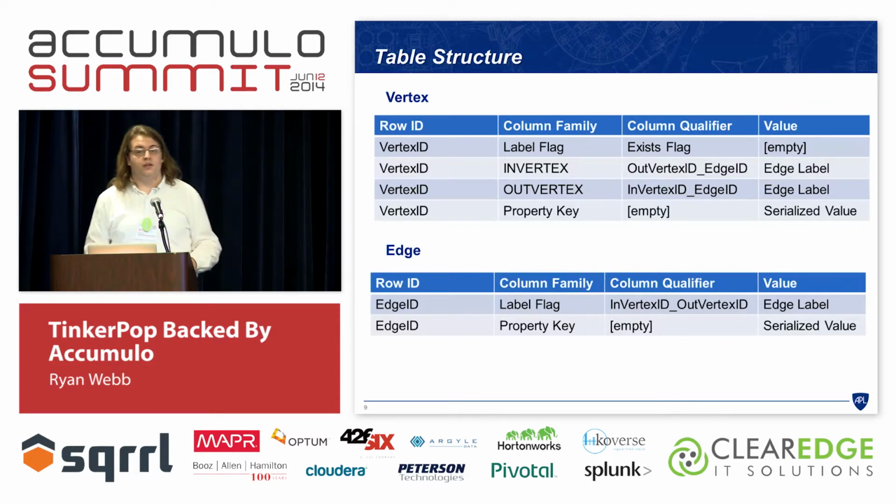Edges are very similar, except in their existence clause. An edge has to have an in vertex and an out vertex and an edge label. So that's all mushed into one line. So we have the edge label, its label flag for that column family, which is just a static, the in ID and the out ID of the two vertices on each end of this edge, and then its label and the value. And then properties are just off that, just like vertices.